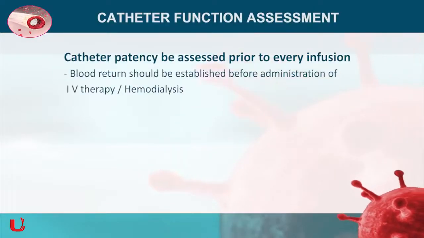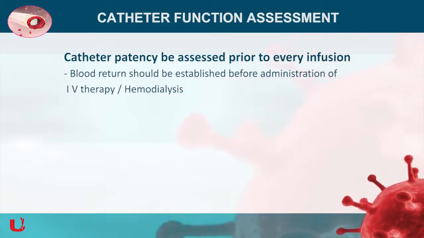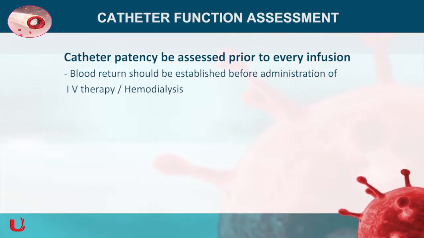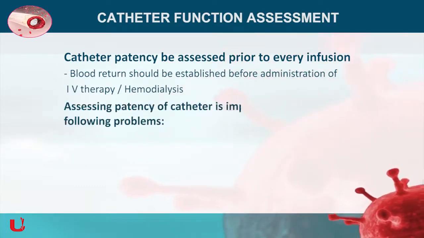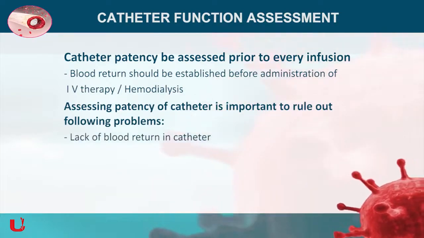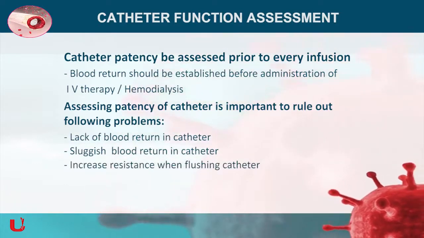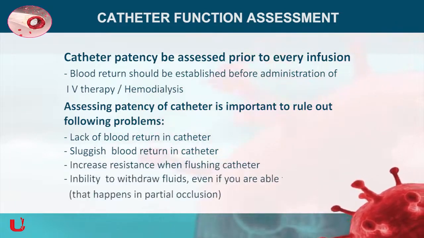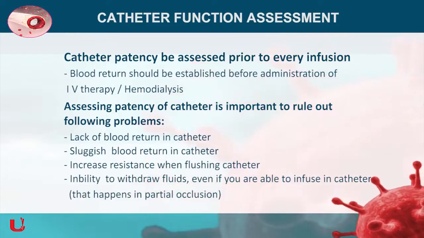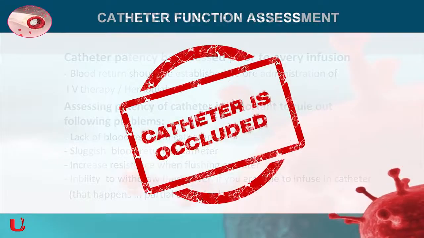Assessing catheter function is important. It is important to assess catheter patency prior to every infusion to avoid complications that may arise from attempts to infuse into occluded catheter. Assessing patency of catheter is important to rule out problems like lack of blood return in catheter, sluggish blood return in catheter, increase in resistance when flushing catheter, and inability to withdraw fluids even if you are able to infuse in catheter. If any of the above problems exist within the catheter, then the catheter is occluded.